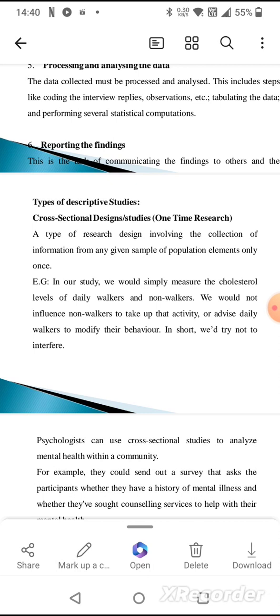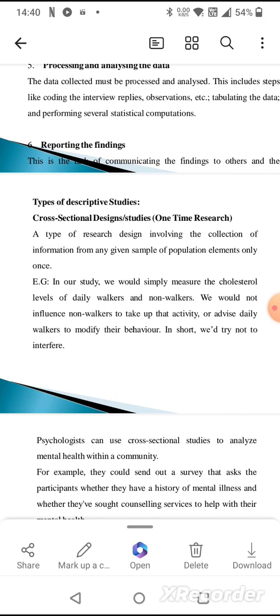First, we have the cross-sectional design or cross-sectional studies, which is also called one-time research. It is a type of research design involving the collection of information from any given sample of population elements only once. That is, you are going to collect the data in one shot, only once.